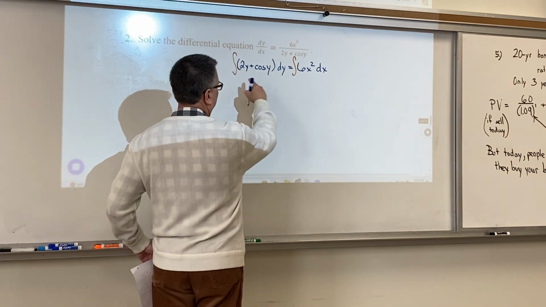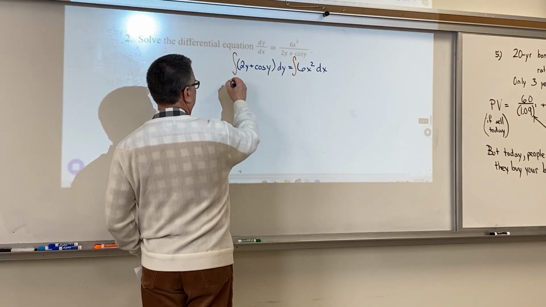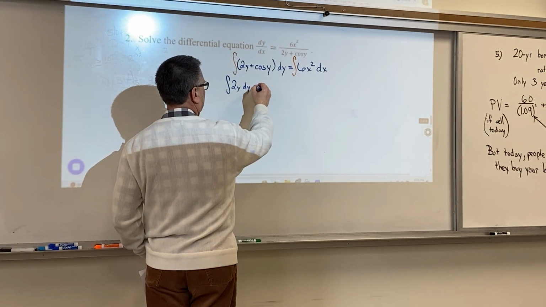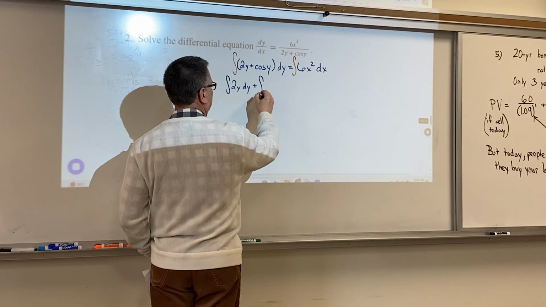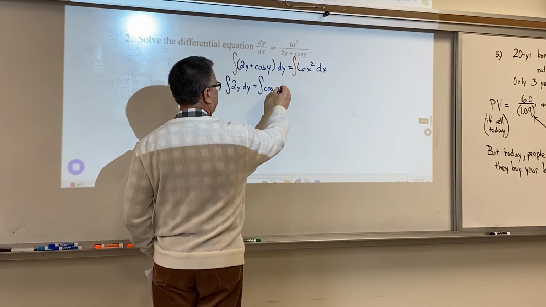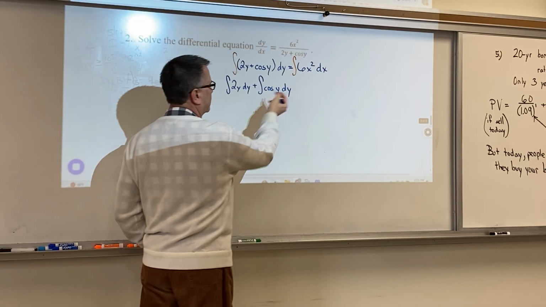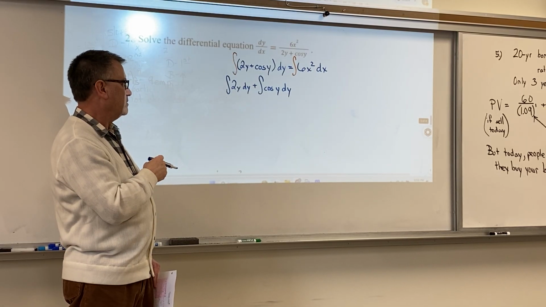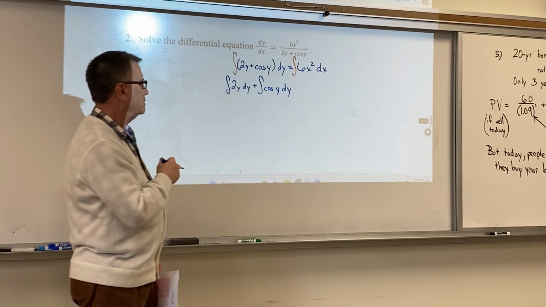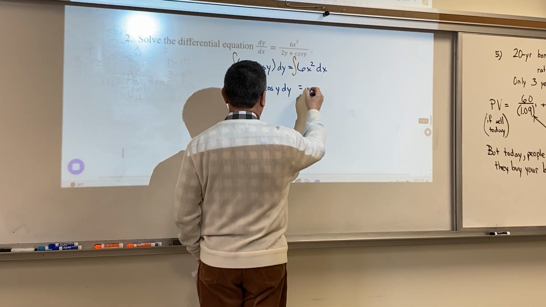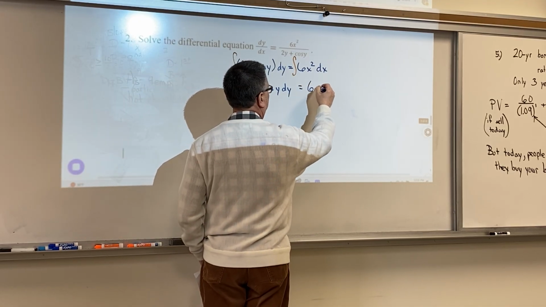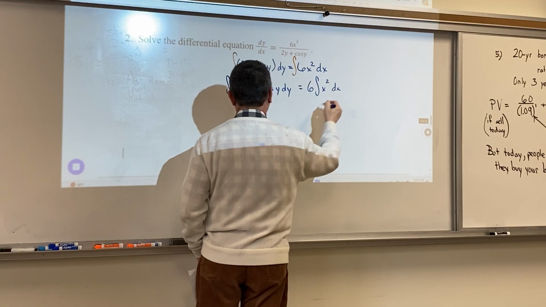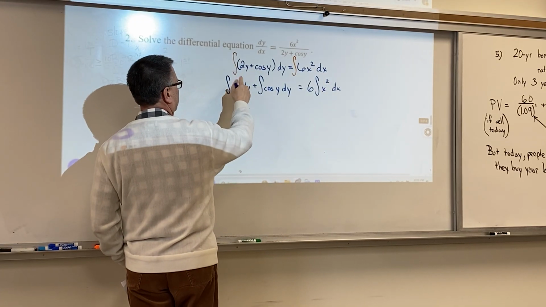So if you want to, these are two different terms. We know we can do this, if it helps. So I can break it up into two terms and do the integral of 2y dy plus the integral of cosine y dy. And then over here, if you want to bring that 6 out, integral x squared dx. Which means you could probably bring the 2 out over here also.